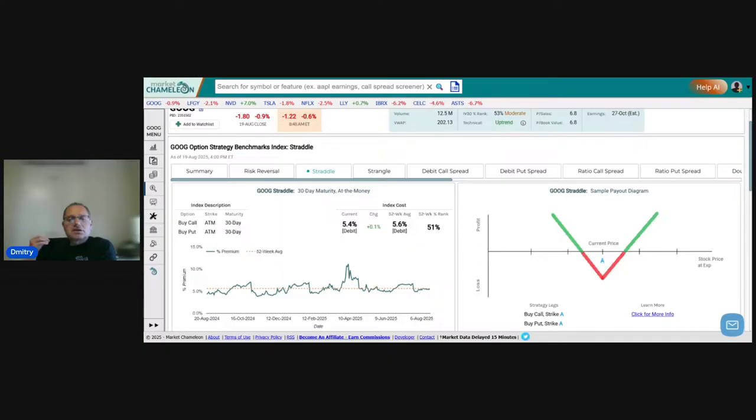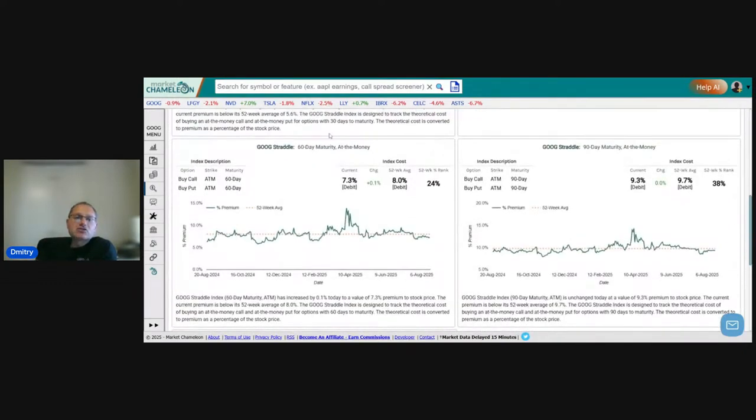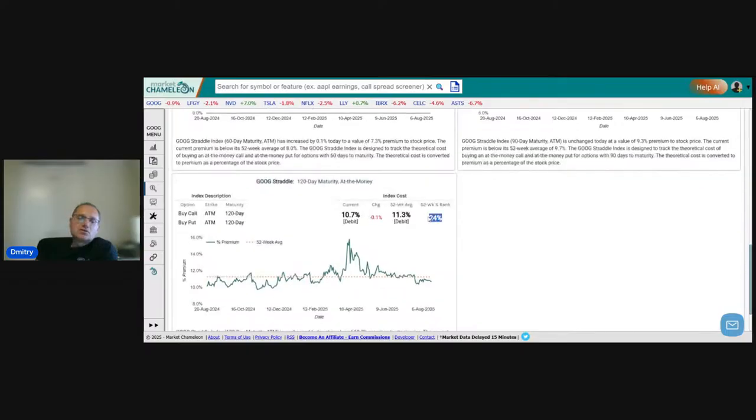And then this gives us a quick way, once we know what these numbers are, to scan and see strategies and where the cost is relative to history. So over here, we could go to the 90-day. Well, here's a 60-day, which is different. That's in the 24 percentile rank, right? So the 30-day right now is around the median, but the 60-day is in the lower range, 24 percentile rank, meaning 24% of the historical observations were below the 7.3% cost of the straddle. 90-day, 38 percentile rank, and 120-day in the 24 percentile rank.